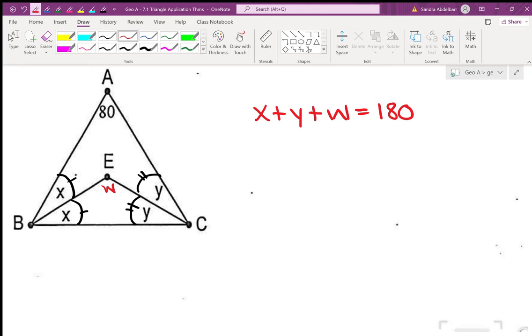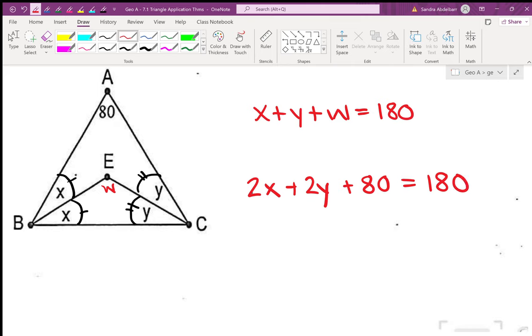Now, in the really big triangle, if we add up all those angles, angle B is not just one X. Isn't angle B an X plus another X, which makes it 2X? And then angle C is not just one Y. Angle C is one Y and then another Y, so a Y plus a Y gives us 2Y. And then angle A, isn't that 80? So we have 2X plus 2Y plus 80 equals 180.